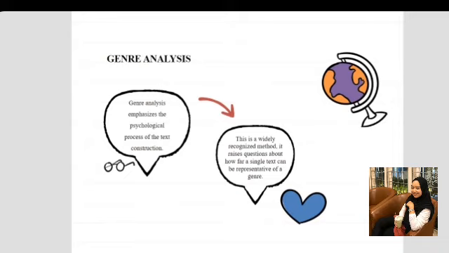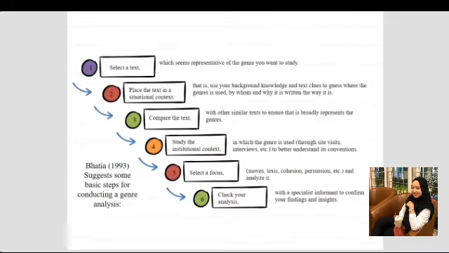Genre analysis is an area of discourse analysis that studies written and spoken discourse. And the last is there are some steps suggested by Bhatia. Bhatia, 1993, suggests some basic steps for conducting a genre analysis, which emphasize the importance of locating texts in their context.